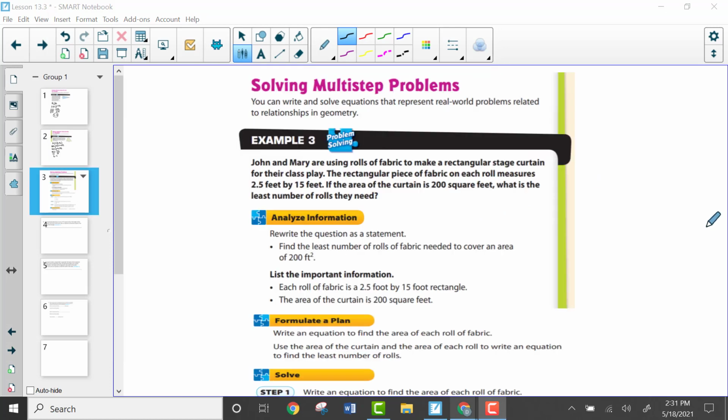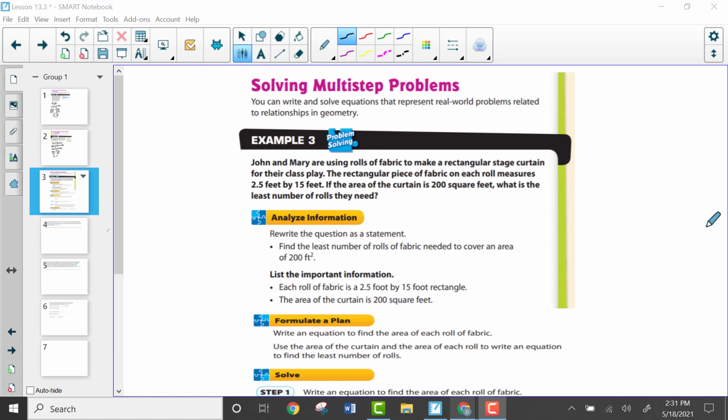So now we're going to take a look at solving multi-step problems on page 385. And we have the example 3 at the top. It says John and Mary are using rolls of fabric to make a rectangular stage curtain for their class play. The rectangular piece of fabric on each roll measures 2.5 feet by 15 feet. The area of the curtain is 200 square feet. What is the least number of rolls they need?